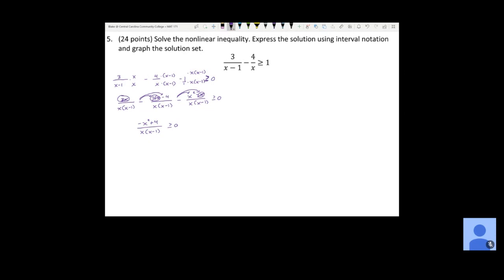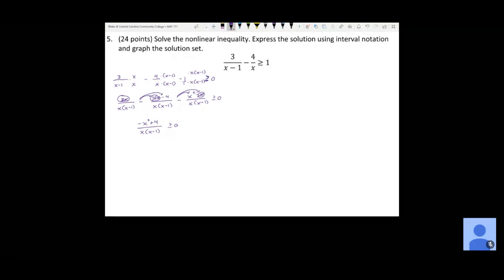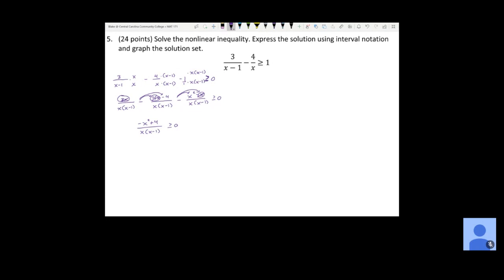The main thing there is just be careful. Make sure you're distributing that minus to everything in the numerators when you do it. And so that cancels out all the x terms and switches the signs of the negative 4 and the positive x squared. That's how we get negative x squared and positive 4. Any other questions up to that point? All right, what's our next step going to be? Factor. Good. So how are we going to factor negative x squared plus 4?